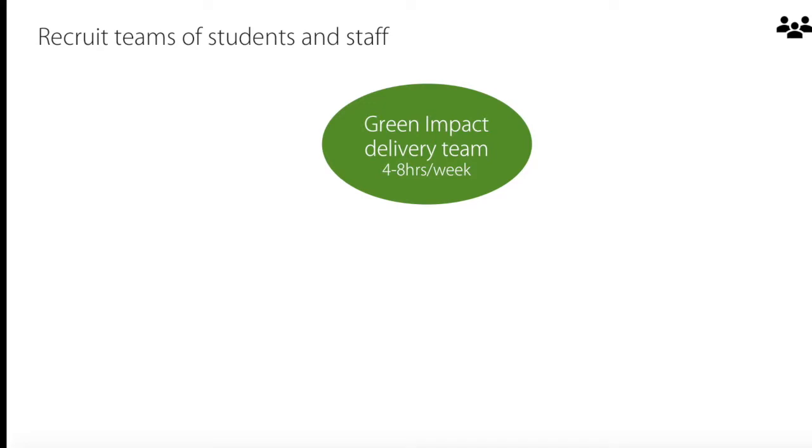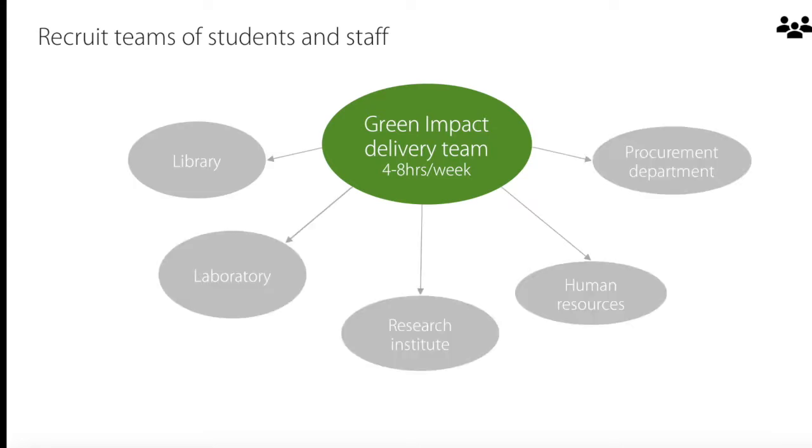So one of the first steps of Green Impact is to recruit teams of students and staff, and that is part of the Green Impact delivery team. That might be you as the Green Office. And we encourage that this would take about 4 to 8 hours per week, basically go out, talk to members of staff. And there's no restriction as to how many teams you're getting involved. There's no restriction where the teams are coming from.